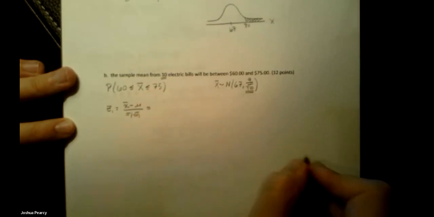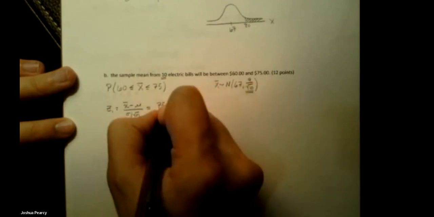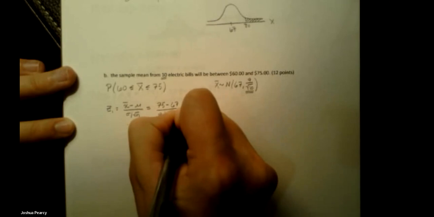The first sample mean we're looking at is 75. I subtract off the overall mean of 67, and divide by the standard deviation of 9 over the square root of 10. That'll give me the z-score corresponding to 75, which is equal to 2.81.